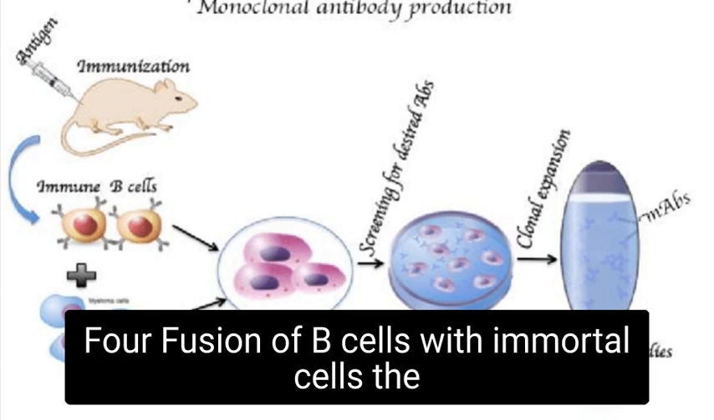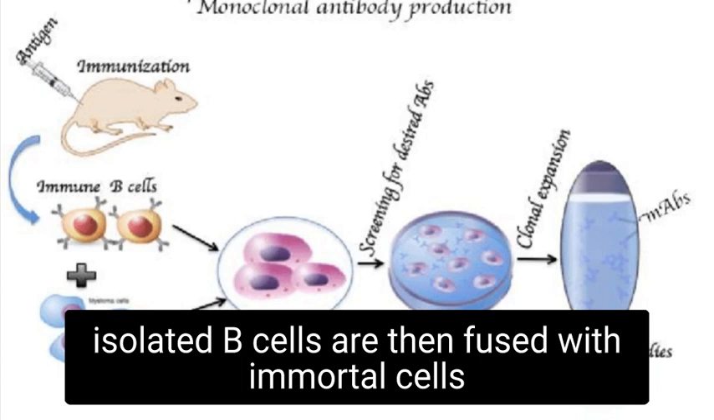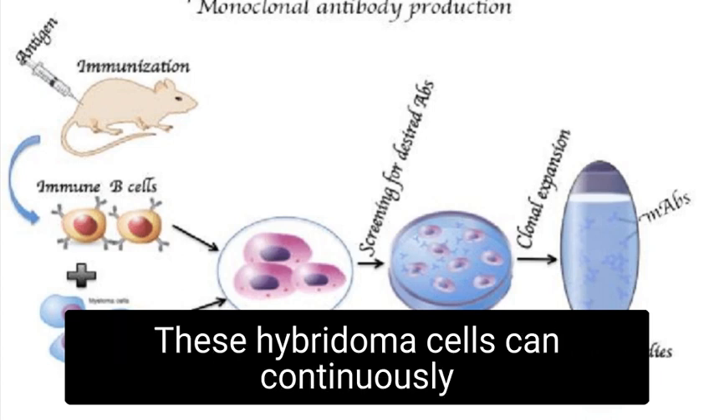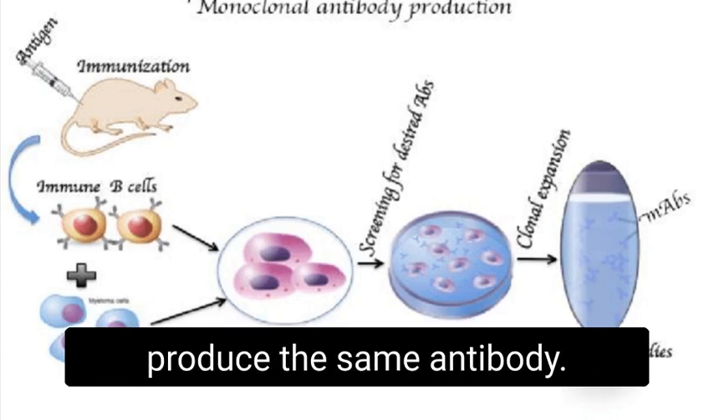4. Fusion of B cells with immortal cells. The isolated B cells are then fused with immortal cells, such as myeloma cells, to produce hybridoma cells. These hybridoma cells can continuously produce the same antibody.